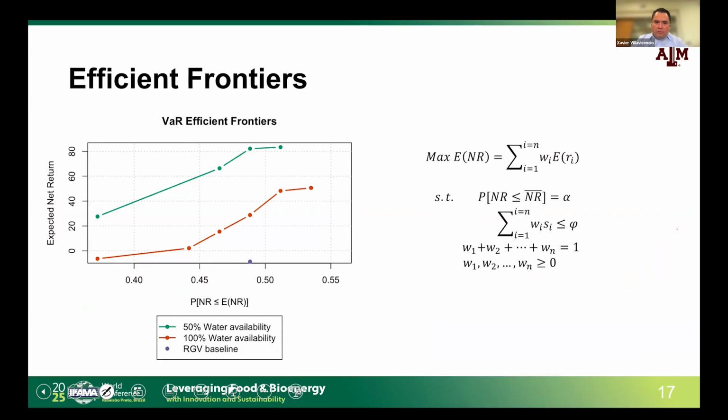This is the same for this kind of approach. We observed that the farmers actually are here, and with our model, we can obtain higher returns with 100% water or with 50% water. As you can see here, we can obtain the same risk but with higher expected returns. This is basically what we are obtaining here.